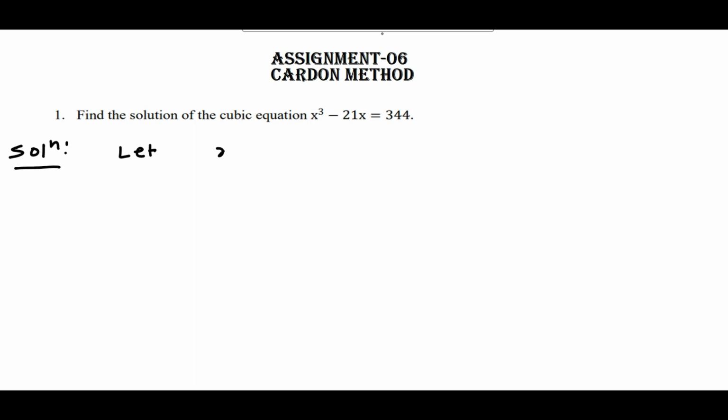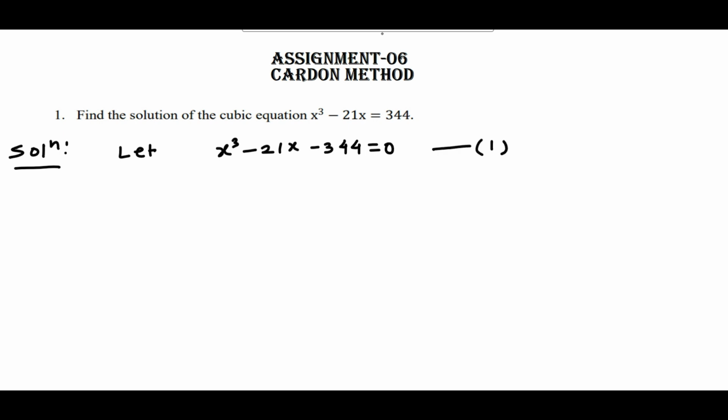Hey guys, I am going to discuss assignment 6, and this assignment is based on the Cardon method. So let us consider the first problem, that is a cubic equation. Let us consider the given equation, that is x cube negative 21x negative 344 is equal to 0.